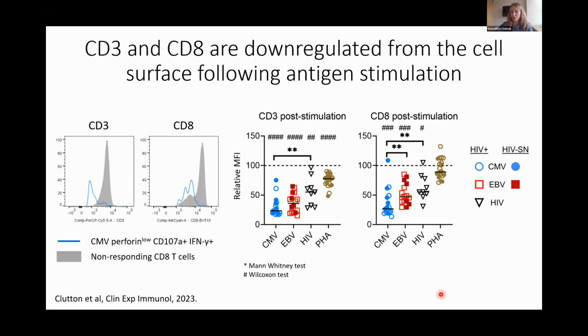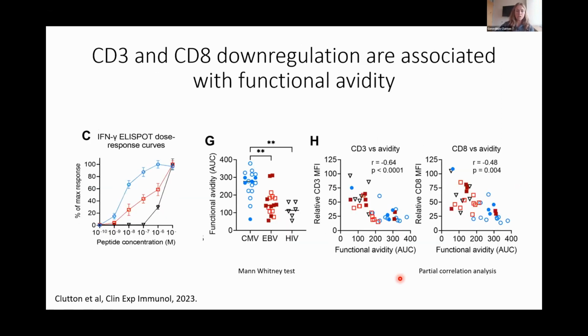Notably, cells responding to PHA, which does not engage the T cell receptor in the same manner, did not downregulate CD3 or CD8 to more than a limited extent, if at all. So our next question was whether we saw the association with avidity that had been reported in T cell clones. Here, as I mentioned, we used an interferon gamma ELISpot with peptide titration. This is an example from one participant where hopefully you can see that the CMV-specific response in blue was of the highest avidity as measured by area under the curve, and the HIV-specific response was of the lowest avidity. And this was recapitulated across the cohort.